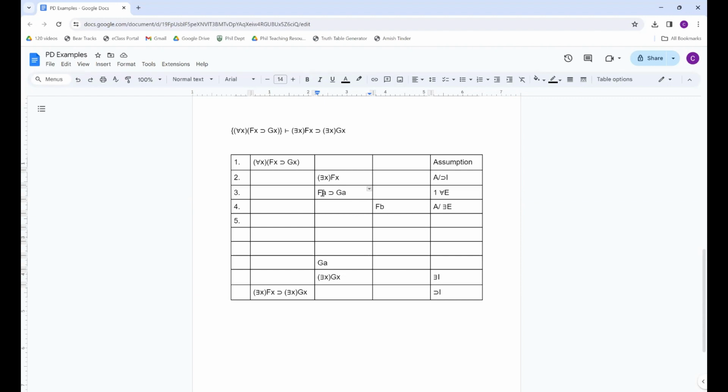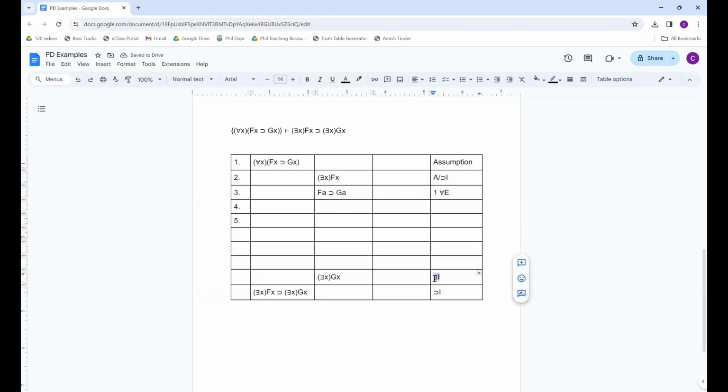We could instantiate this for B, get if FB, then GB, but then we're going to run into exactly the same problem we had before. We can't pull the GB out. So what we're actually going to have to do here is just rethink this initial strategy that we started off way down here, where we were going to derive there is an xGx from GA.